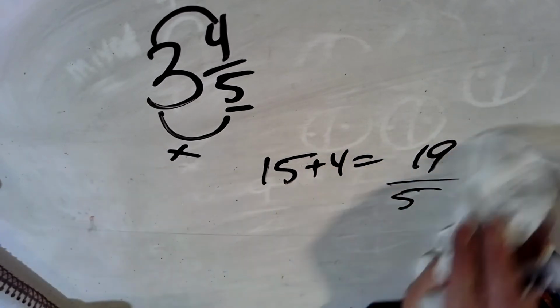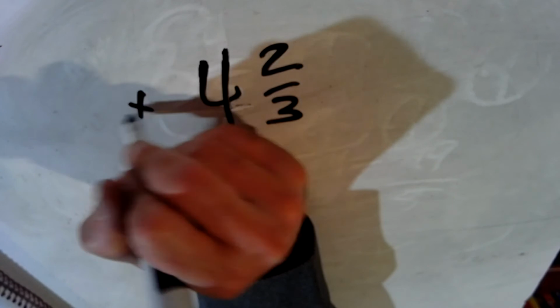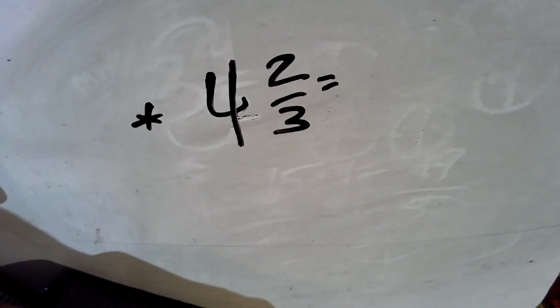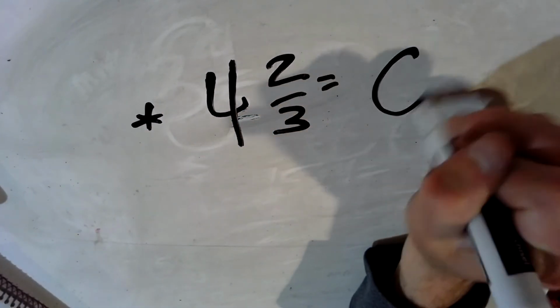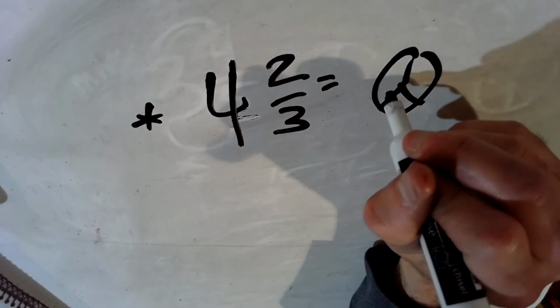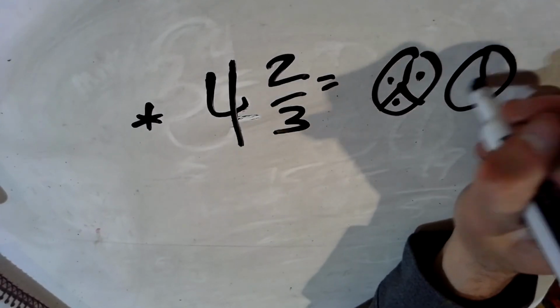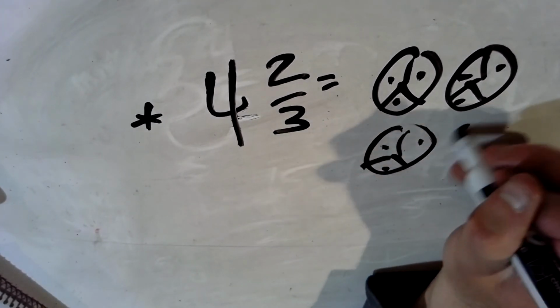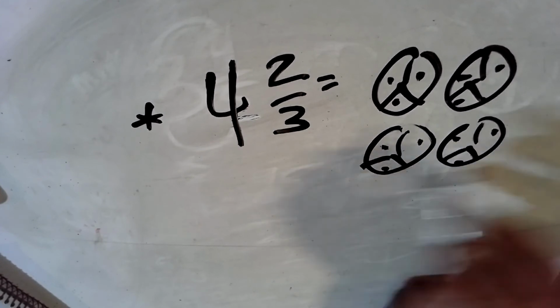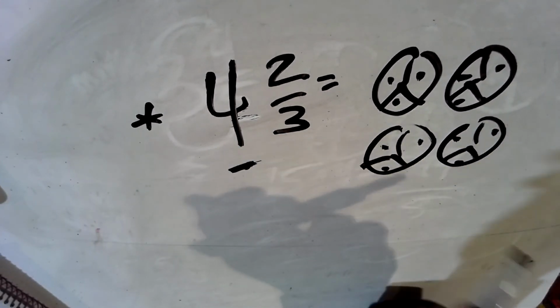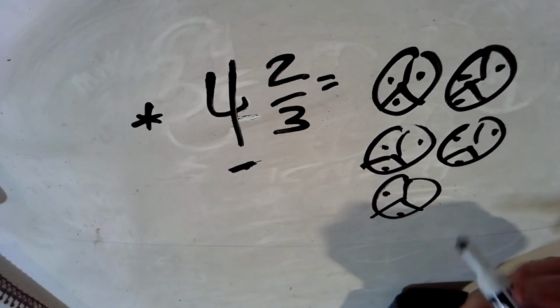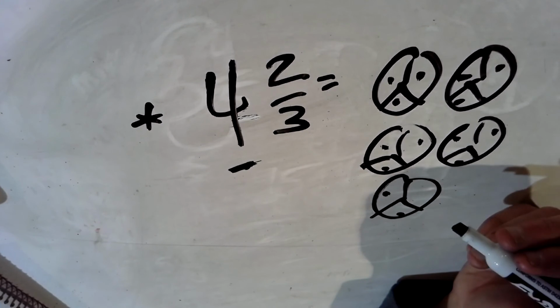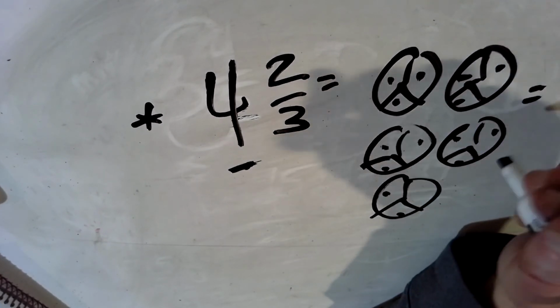I want you to try this. 4 2/3, that's the mixed number. Turn it into an improper fraction and tell me how you did it. You could have drawn it as a picture. 3/3 is 1 whole. 6/3 is 2 wholes. 9/3 is 3 wholes. 12/3, that's 4 wholes. So 4 wholes is 12/3. And 2 more thirds would be 12, 13, 14/3. So 4 2/3 is the same as 14/3 if you drew it as a picture.